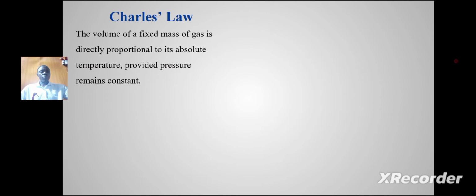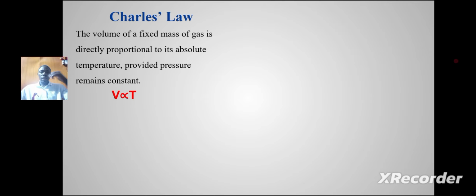Okay, so we'll be moving briefly to Charles' law. Charles' law talks about the relationship between the volume of a gas and the absolute temperature of the gas in Kelvin. According to Charles' law, the volume of a fixed mass of gas is directly proportional to its absolute temperature, provided that pressure remains constant. At constant pressure, volume varies directly with temperature.